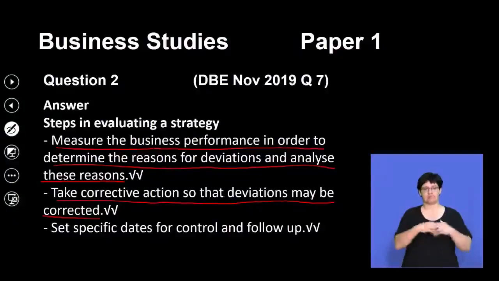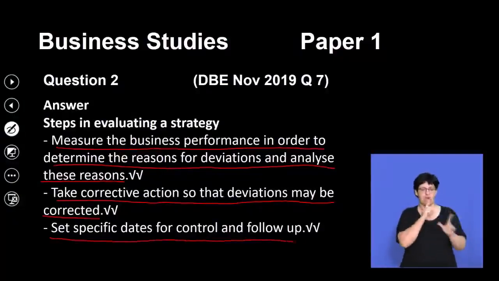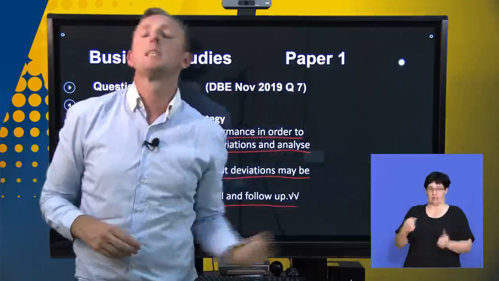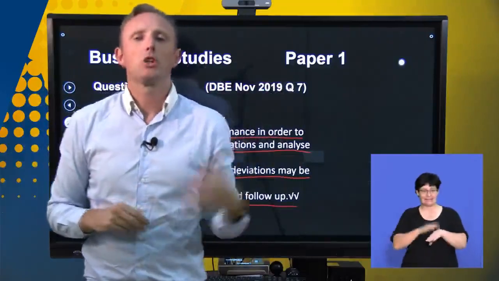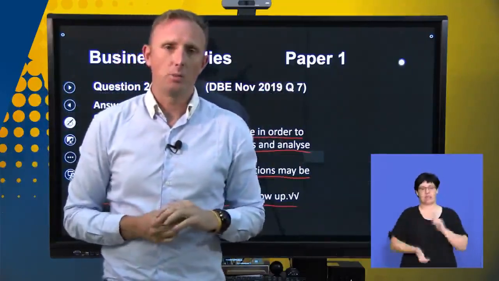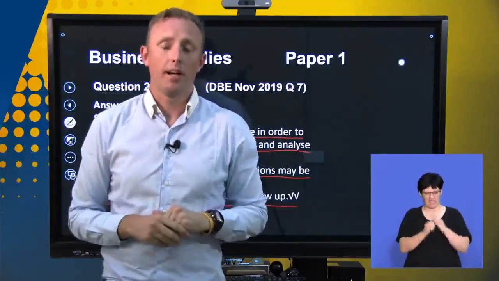And then we have to set specific dates for control and follow up, so that everyone knows what is expected when, how hard do we have to work, and how much time do we have in which we can correct our strategy.